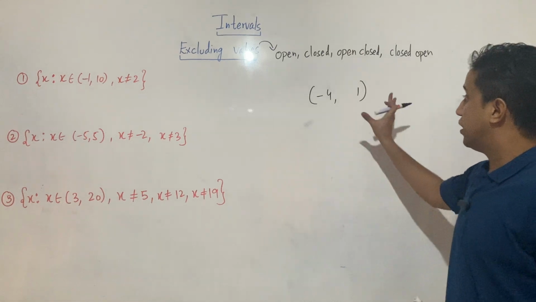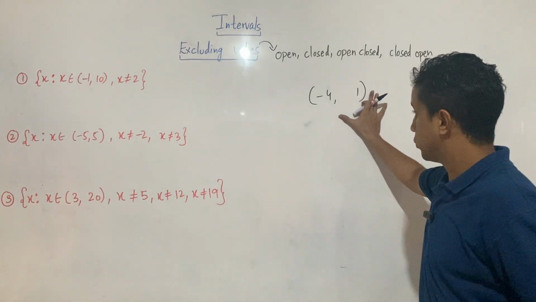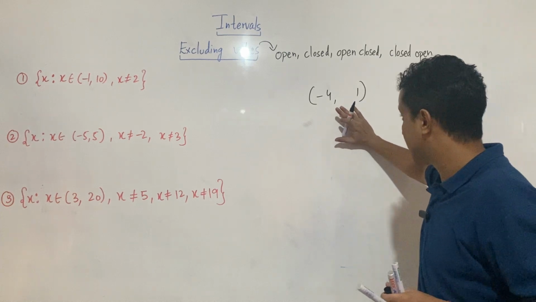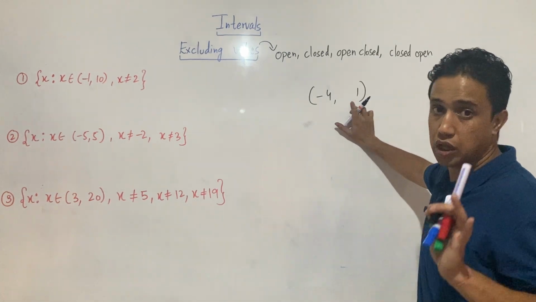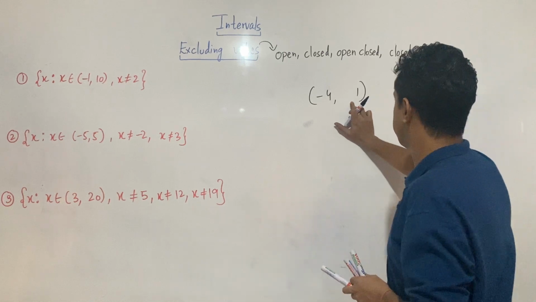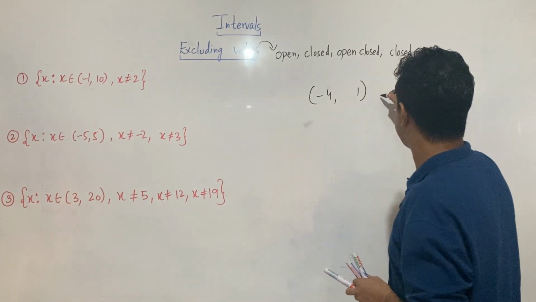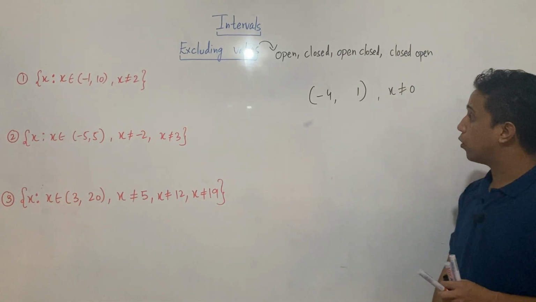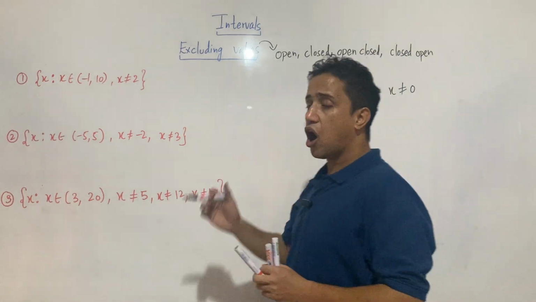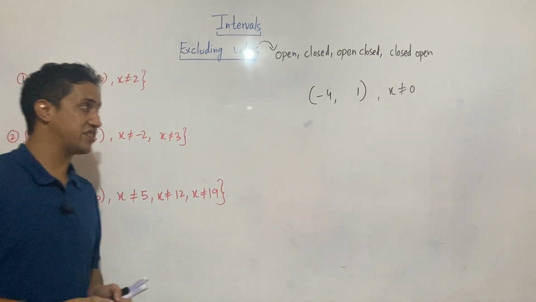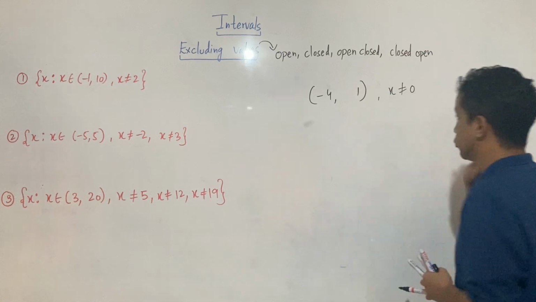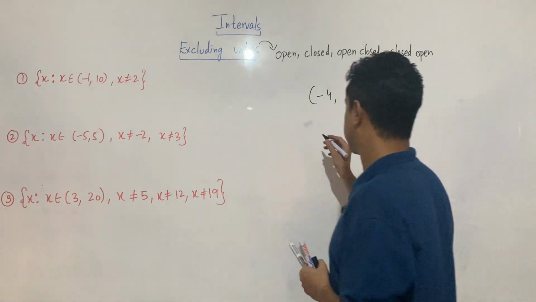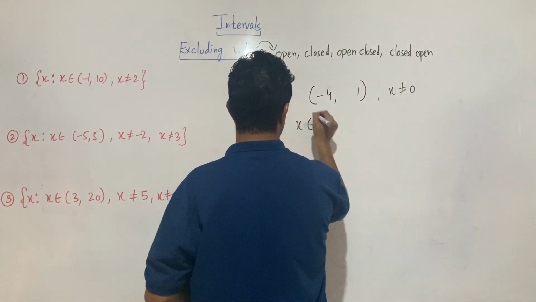Now let's say that I'm given this interval. x can take all the possible values that lie in this interval, but here there is one more condition: x cannot take 0. Now x can take all the values in this interval, and x cannot take the value 0. Then how would you represent x?